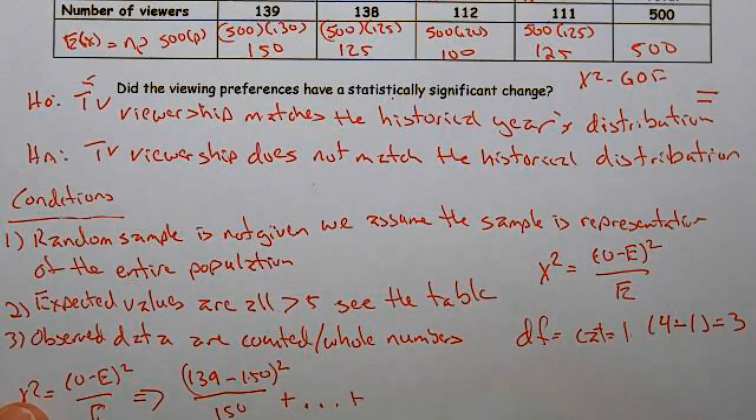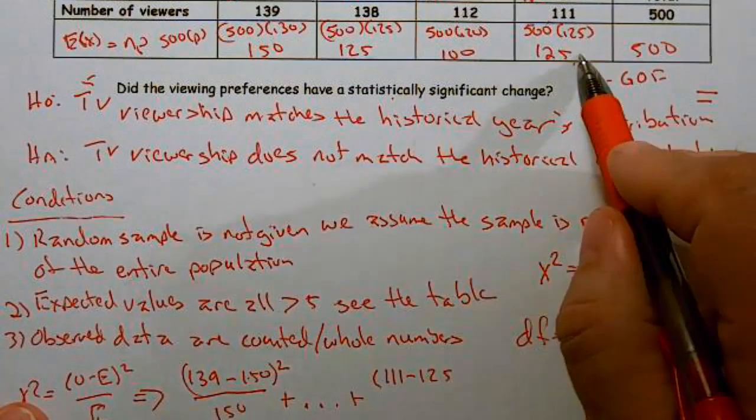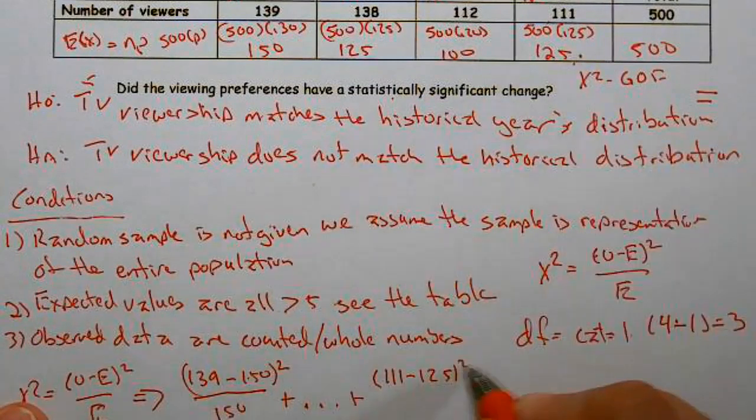And we're going to do the lowest and the highest. So in this case, 111 minus 125, because this is what that is. And we're going to square that, and we're going to divide that by 125.